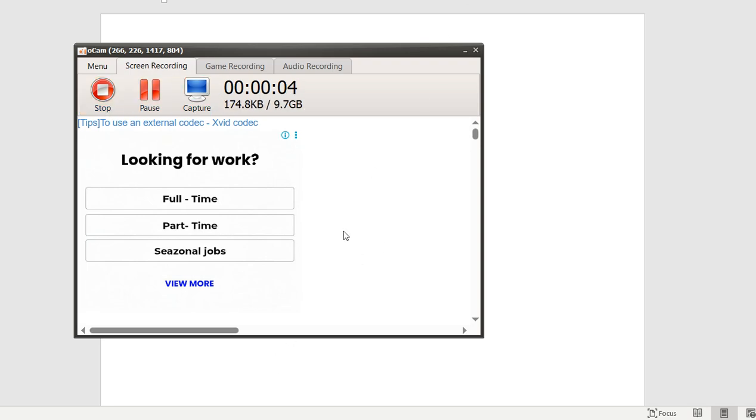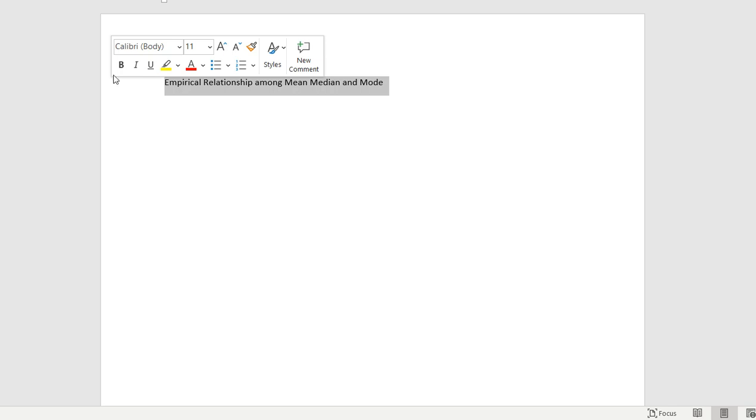This is the final thing that we left for chapter number 3. So this is about the empirical relationship among mean, median, and mode. Okay, so we have to cover this topic.